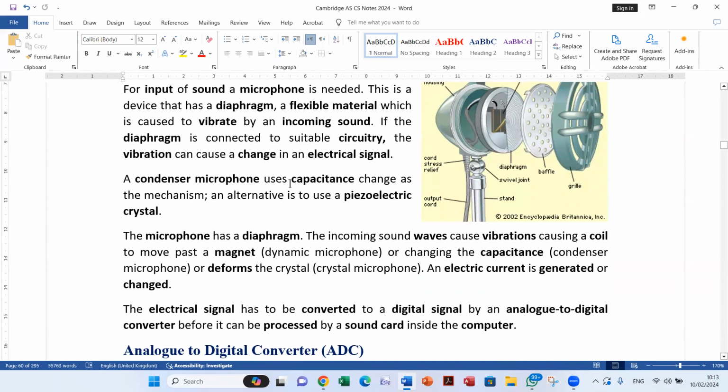A condenser microphone uses capacitance change as the mechanism. An alternative is to use piezoelectric crystal. What is that piezoelectric thing? Piezoelectric thing is about electricity converted to vibration, vibration converted to electricity, and this will work with the microphone very well. You have vibration that is converted into electricity.